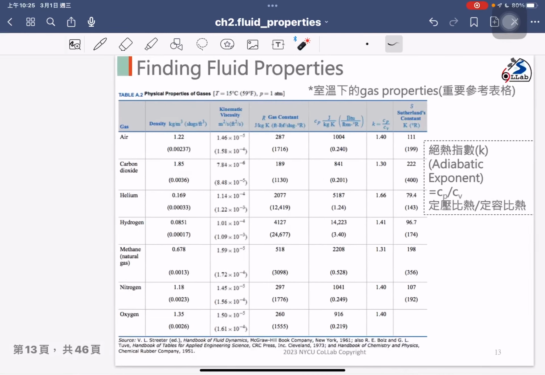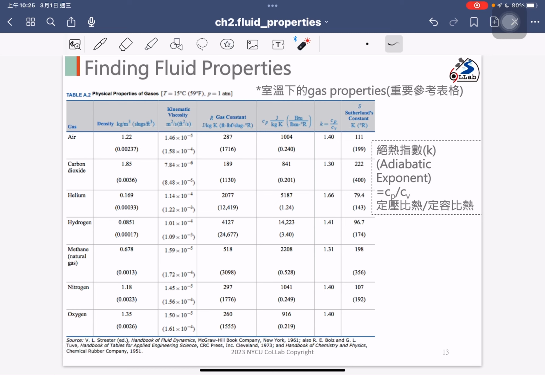Okay, so we need to move to the next slide. The next slide just summarizes some important properties for the specific gas. Okay, so how important it is: we have the density, we have the kinematic viscosity, and we have the gas constant. And the final property, we call that the specific heat. This is a new property, specific heat. Okay, and this is the ratio, which we call the adiabatic exponent ratio, defined here.